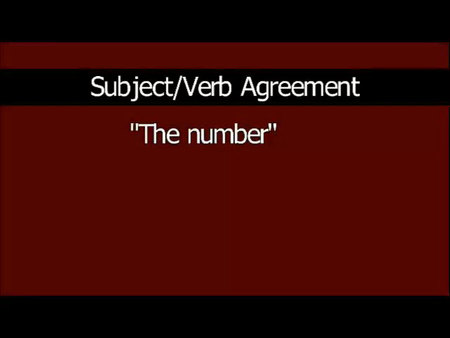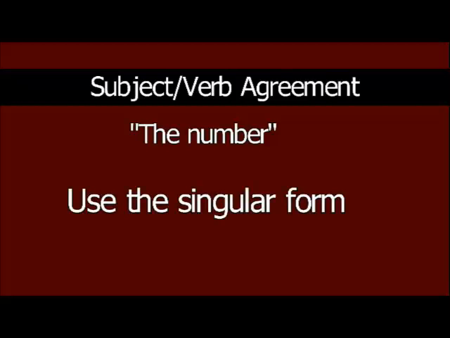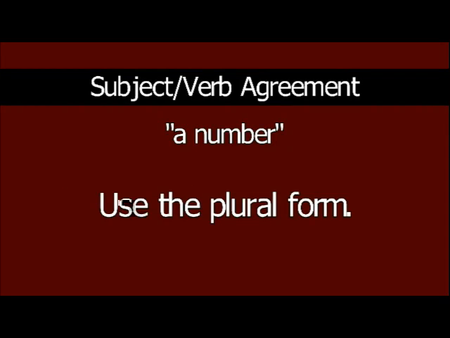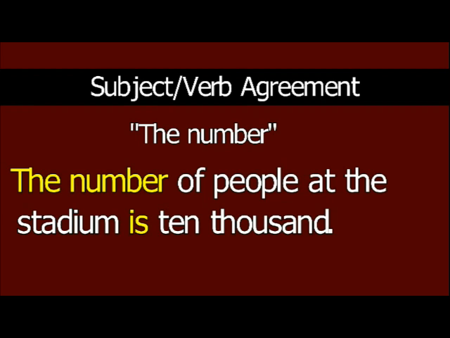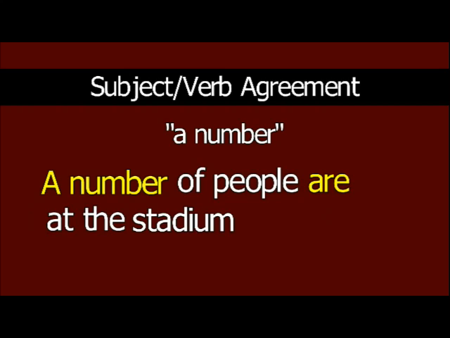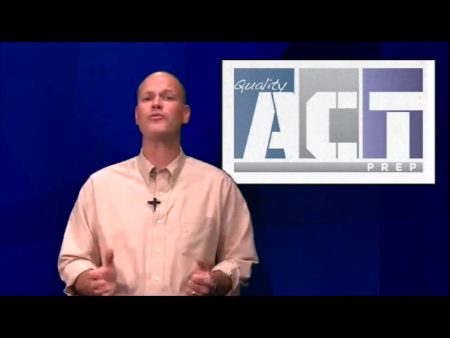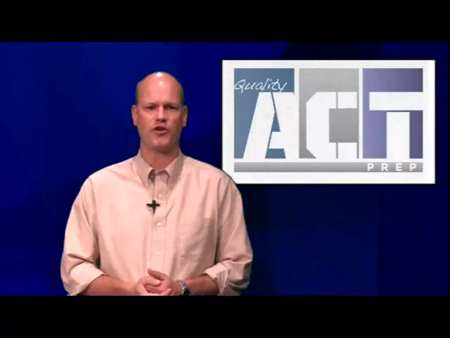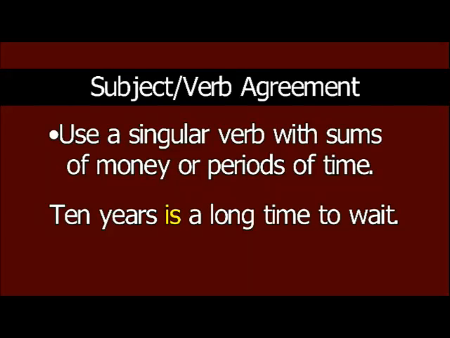If the words the number is in a sentence, the verb is singular while the expression a number is followed by a plural verb. For example, the number of people at the stadium is 10,000, but a number of people are at the stadium. A final rule is to use a singular verb with sums of money or periods of time. For example, 10 years is a long time to wait.